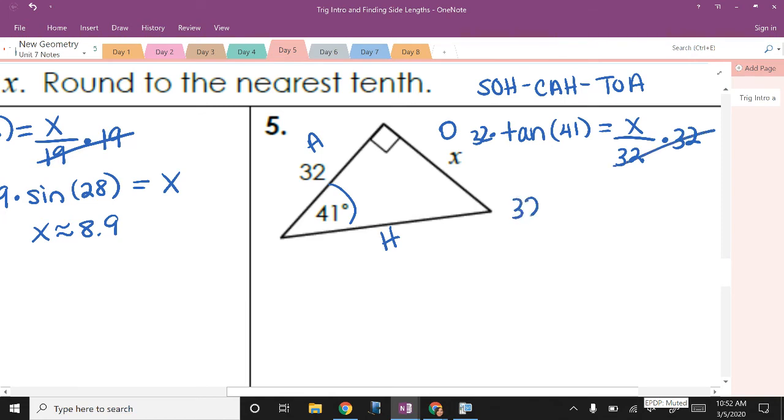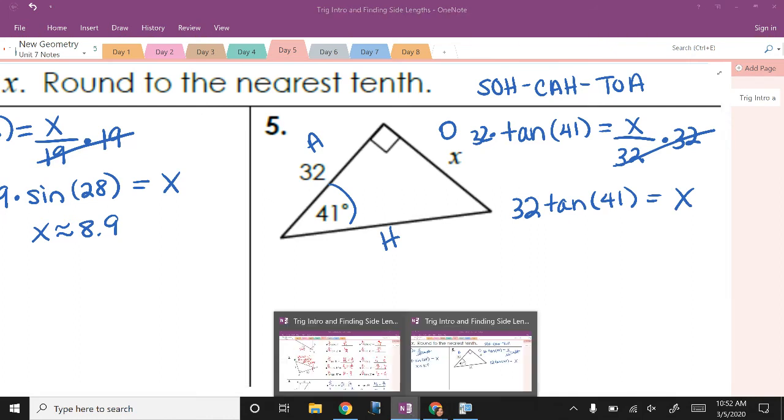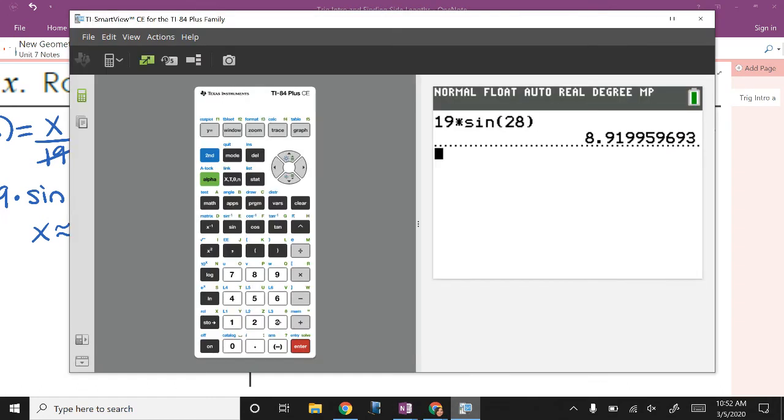So it's 32 times tangent of 41 equals x. Okay? So in our calculator, that's what we type. 32 times tangent 41. And you could just write 32 tan 41. You don't have to put times in it because if it's squished up like that, it knows it's multiplying. And close parentheses and hit enter.